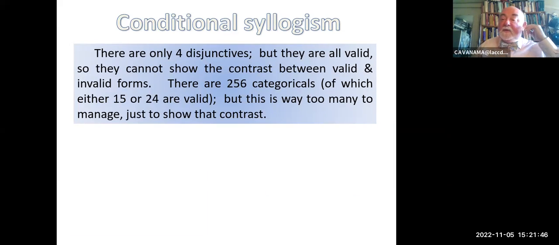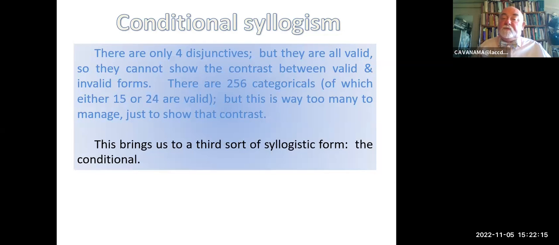And that brings us to yet another kind of syllogism, conditional. There are only 4 disjunctives, but they're all valid, so that we can't show the contrast between valid and invalid. There are 256 categoricals, and depending on how you construe it, either 15 or 24 of them are valid. So a very small minority of the categoricals are valid, whereas all of the disjunctives are. But still, 256, way too many to manage the contrast.